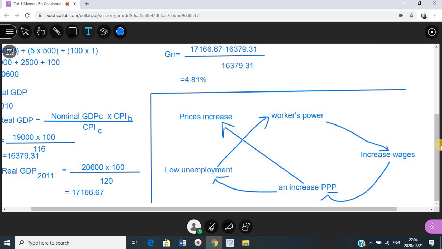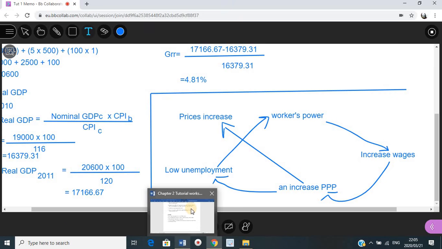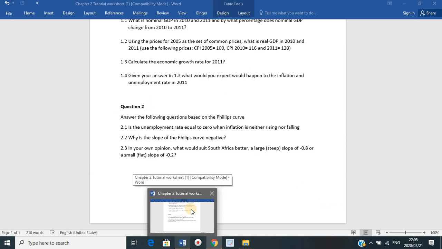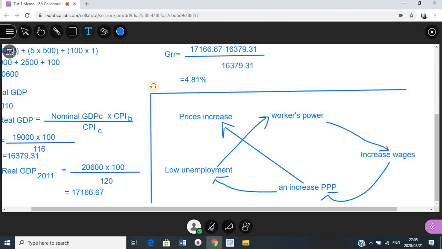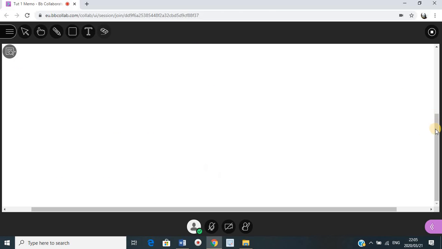Let's move on to the last question. It says, in your opinion, what will suit South Africa better, a large or steep slope or a small or flat slope? Something interesting is that, let me draw this so that we see what we are really talking about. I'll just clean this. Let me draw this and you see what we are talking about.